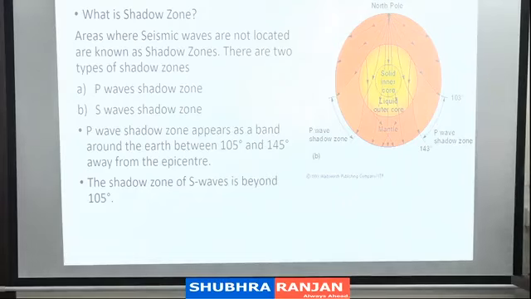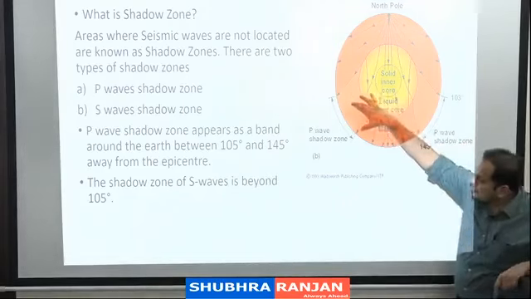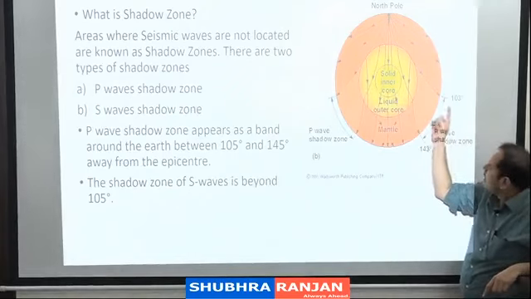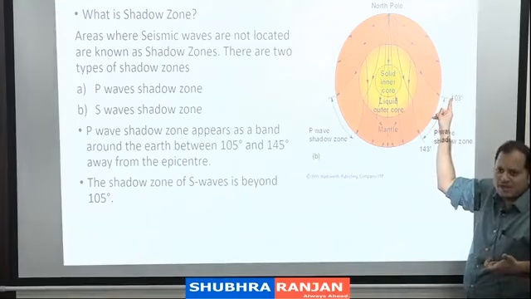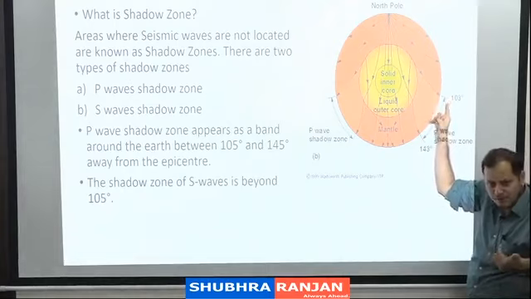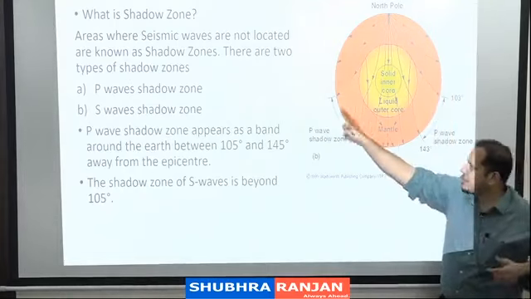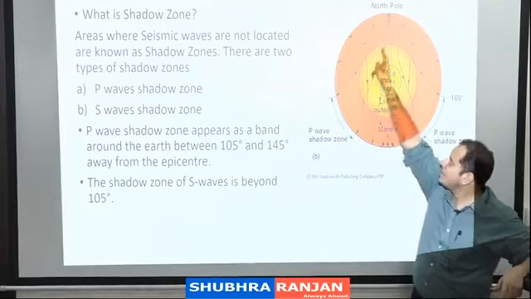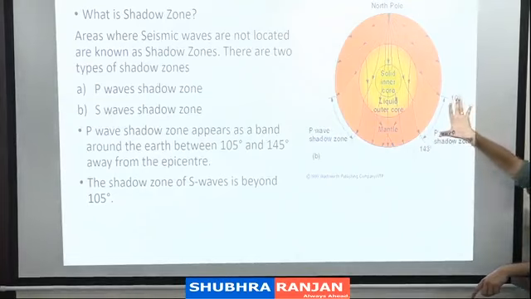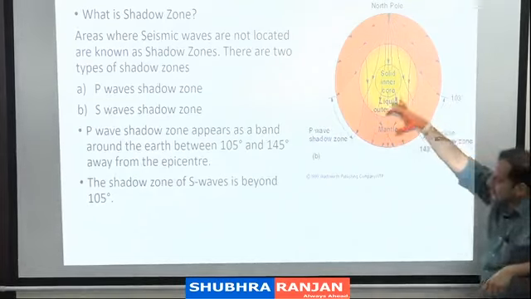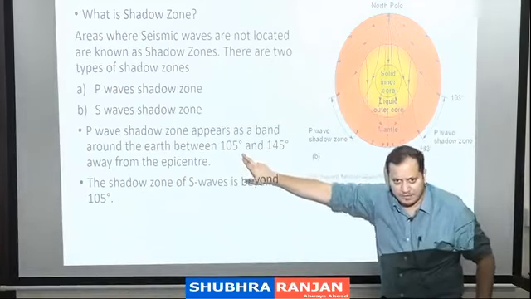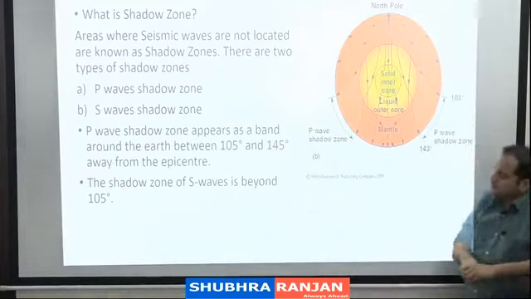So this is a shadow zone. This is the shadow zone of P wave, and this is the shadow zone of an S wave. The shadow zone of an S wave is from 105 या 103. कुछ books 105, कुछ books 103. You can remember any of the figures. 103 degrees from the origin. While the P wave का shadow zone is from 103 to 143. मैंने दूसरा भी figure दिया है यहाँ पे 105 to 145.